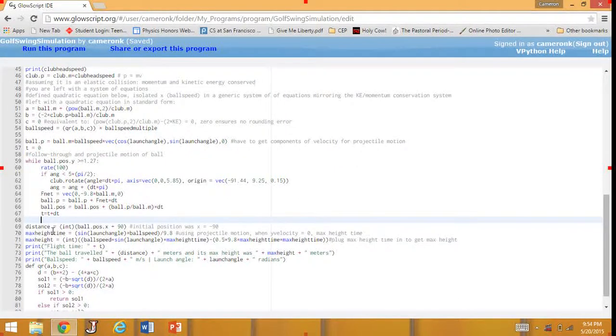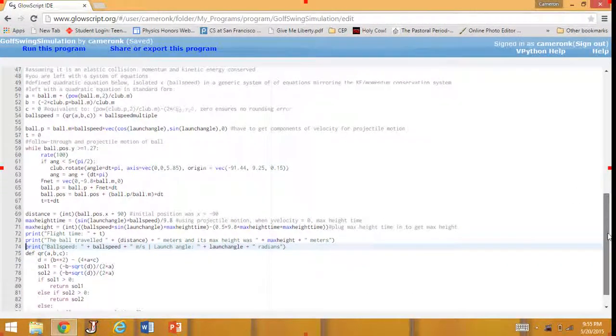Once that loop concludes, I calculate the distance the ball traveled, which is just the position at the end of the flight plus 90, to take into account the fact that the initial position was x equals negative 90. And you know that the time of max height is when the y velocity is equal to 0. So you can calculate the max height time using projectile motion equations, and then you plug that in to find the max height. So here I print the flight time, the distance the ball traveled, its max height, and the ball speed. And that is the conclusion of the code.